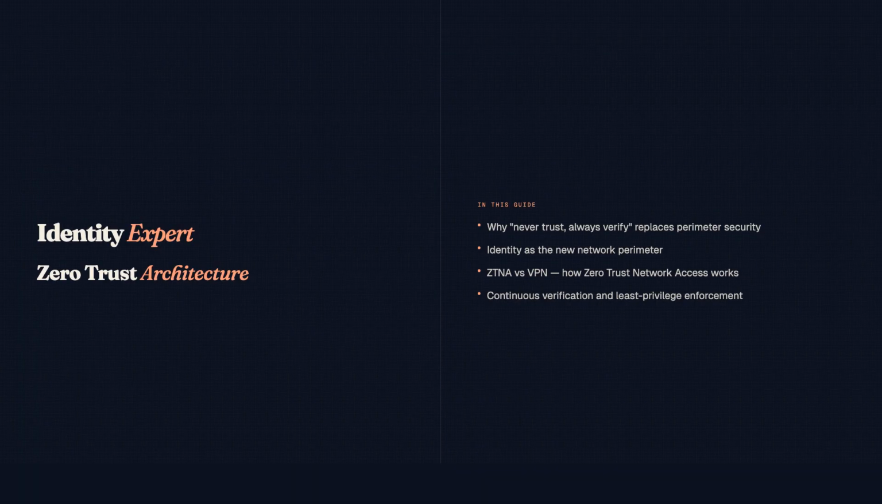In this guide: why network perimeter security fails against lateral movement, how the 5 pillars of zero trust work together (identity, device, network, application, and data), what a policy enforcement point and policy decision point look like in a real deployment, and the NIST SP 800-207 framework.